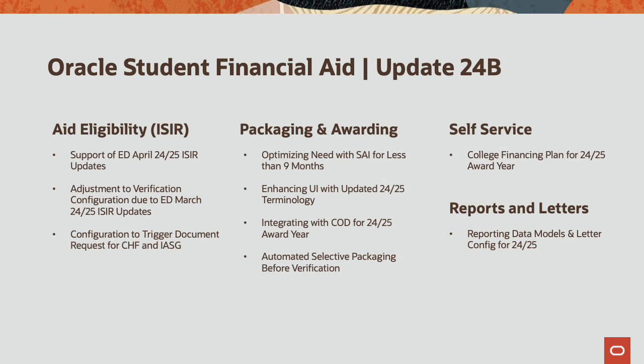With 24B, we are delivering 7 features and a number of baseline configuration updates. You can see that this release was mostly focused on completing the remaining updates needed to support FAFSA simplification and processing financial aid for the 24-25 award year in Oracle Student Financial Aid.